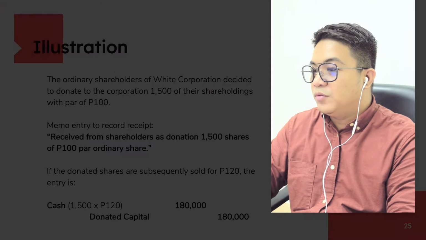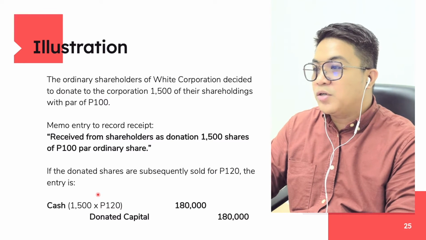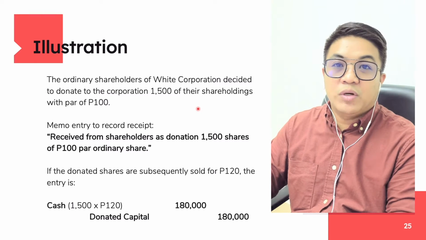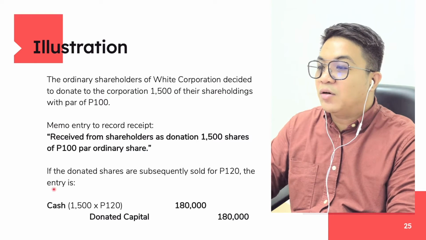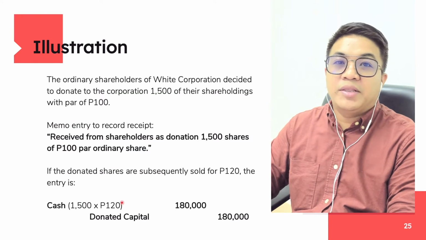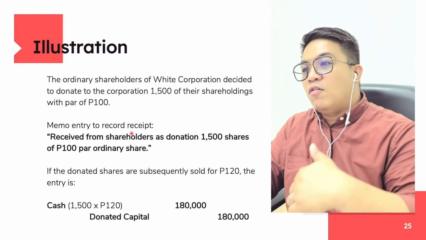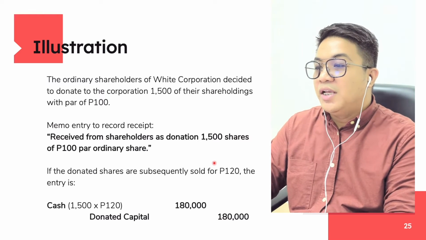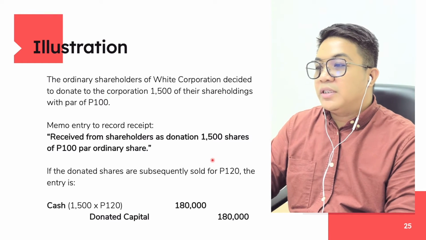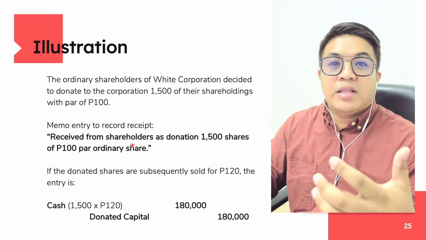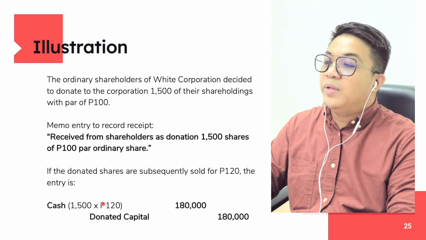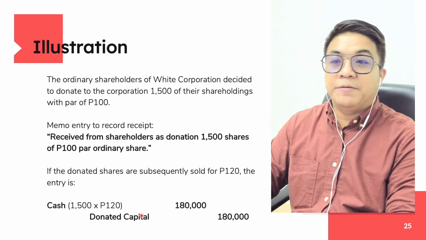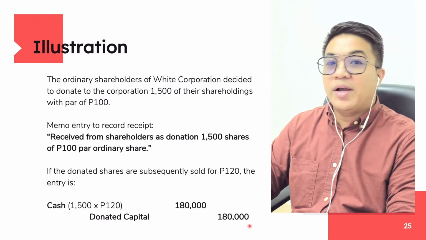Okay, let's move to the next illustration. Entry upon re-issuance. So, sabi natin, memo entry lang tayo. Memorandum entry lang upon receipt of that donation. Okay, pag nag-receive ka ng 1,500 shares, then we'll just put it into a memorandum entry. But upon issuance na, then we will debit cash and we will credit this new account, the donated capital account. So that's 180,000.